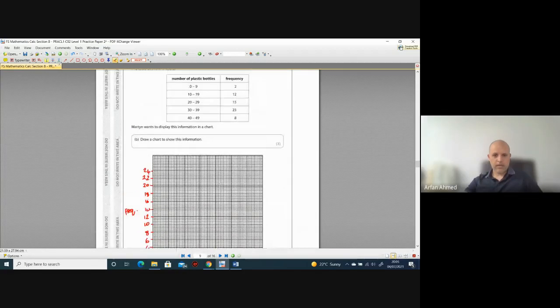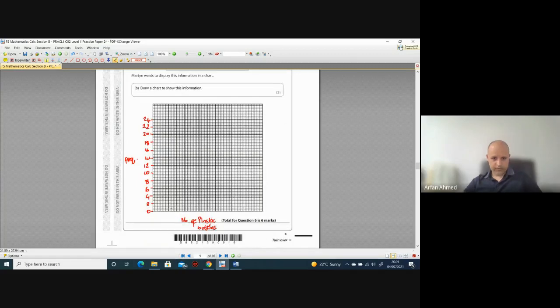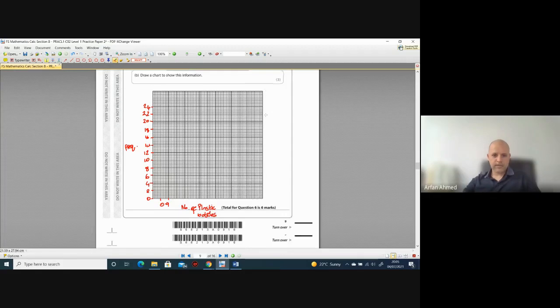0 to 9. Have we got enough space? 1, 2, 3, 4, 5. 5 values. Yeah, I'm going to leave a space. So for this section right here, let's do that from 0 to 9. That bar there, so it's going to be like a bar chart. For that bar, it's going to be 0 to 9, then 10 to 19. For that, let's leave a space because we can. 10 to 19, 20 to 29.